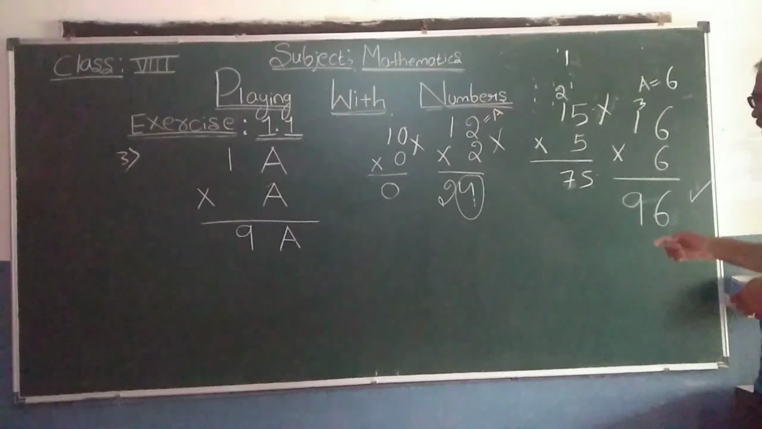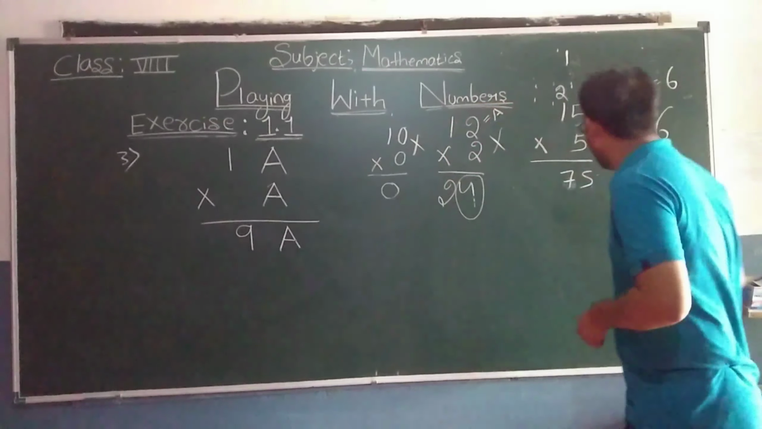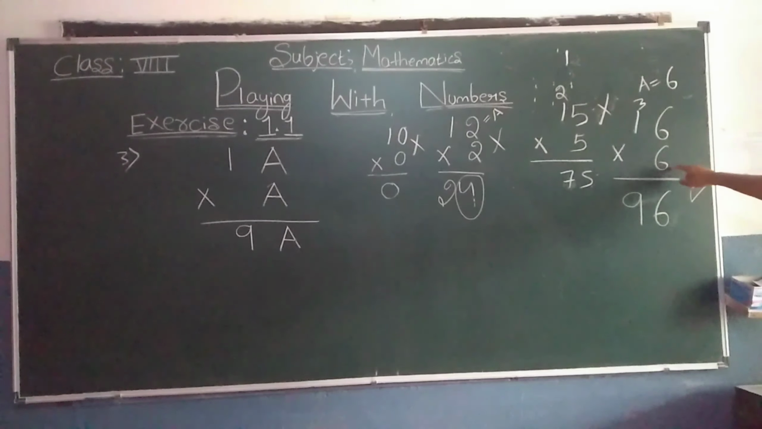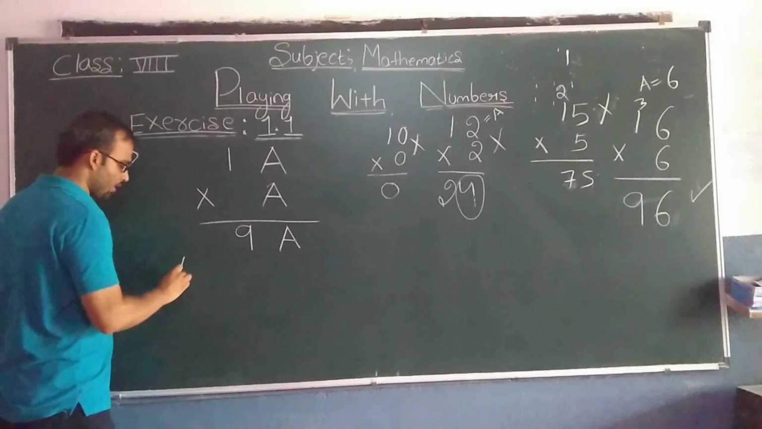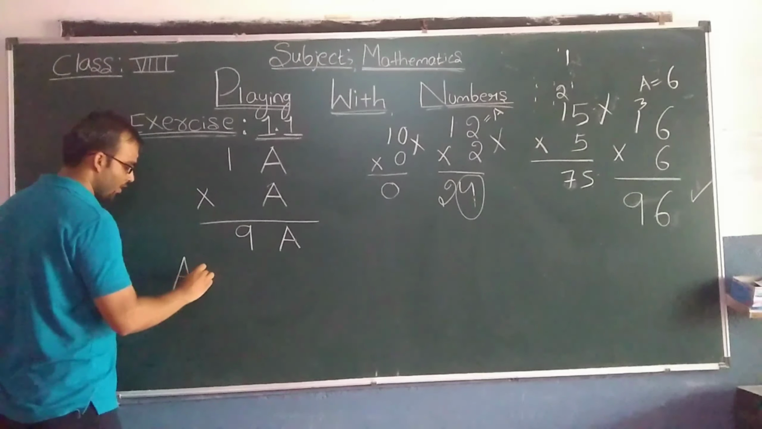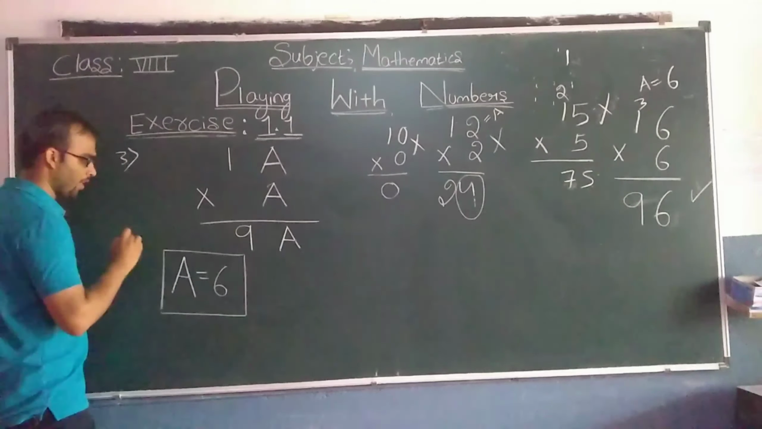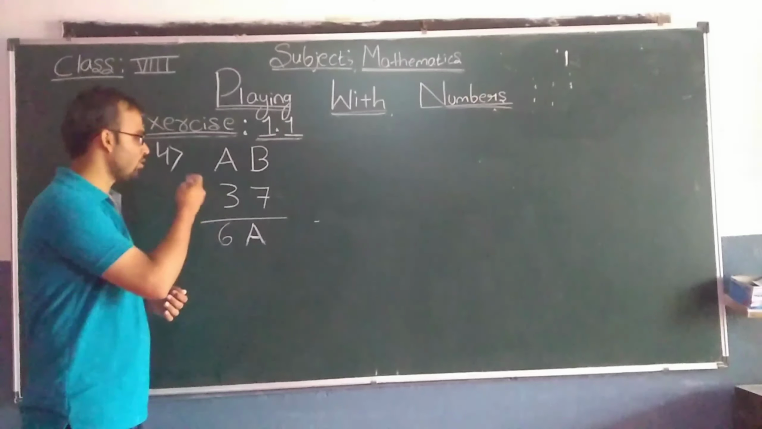This satisfies, as the first digit is 9. So here also the first digit is 9. And as we have assumed the value of a as 6, when we multiply a into a, that is 6 into 6, we have got 6 at the ones place. So then what is the value of a? The value of a is 6.